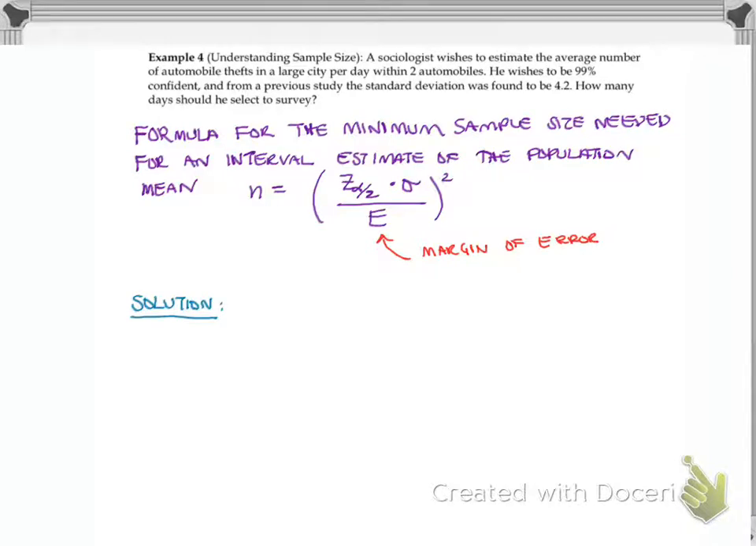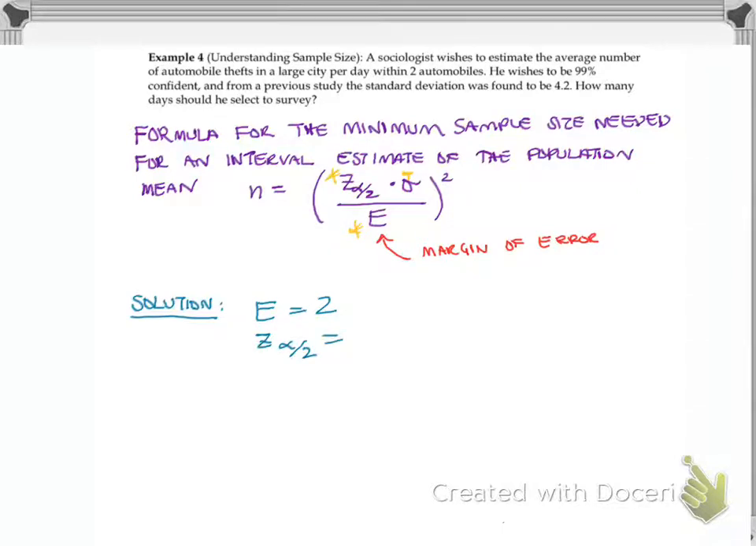This is a formula for the minimum sample size needed for an interval estimate of the population mean, so n. Notice that z alpha over 2 is still in there. So n equals, in parentheses, z sub alpha over 2 times our standard deviation divided by E. And E represents the margin of error. That's what E is representing, okay? So in this example, you should hopefully see that E is 2, because it says to estimate the average number of automobile thefts in a large city per day within 2 automobiles. So E is 2.